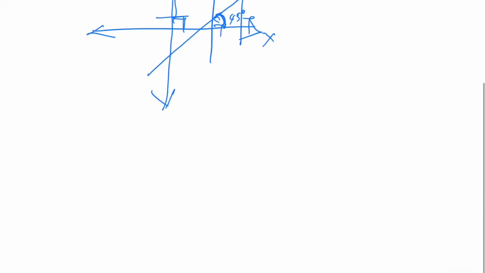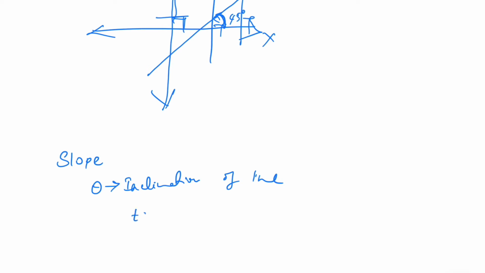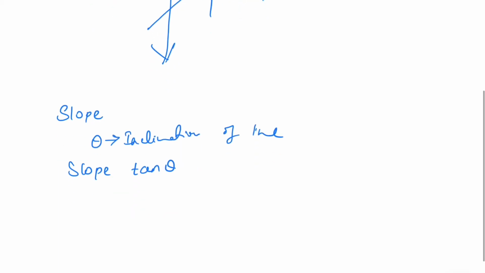Now coming to the next term, slope. What is slope? If theta is the inclination of a line, the slope of the line is tan theta. Slope is usually denoted by the letter m. That is, m is equal to tan theta. So if the inclination of the line is theta equal to 30 degrees, then you need to find out tan 30. Hope it's clear, children.